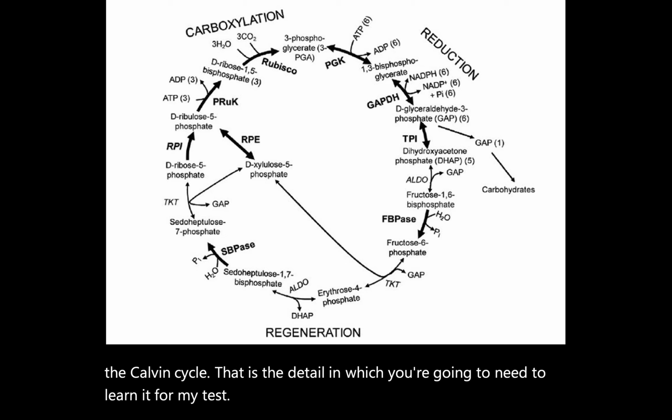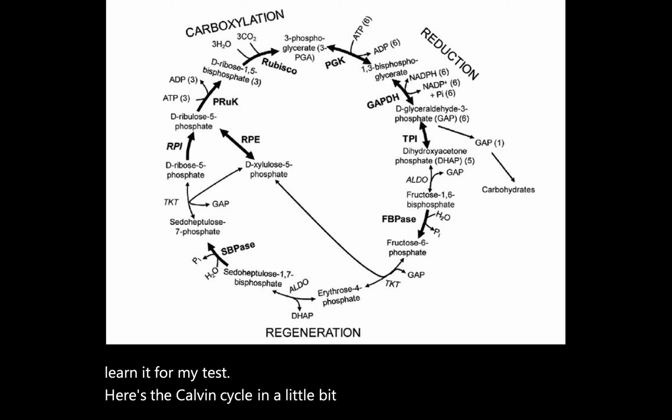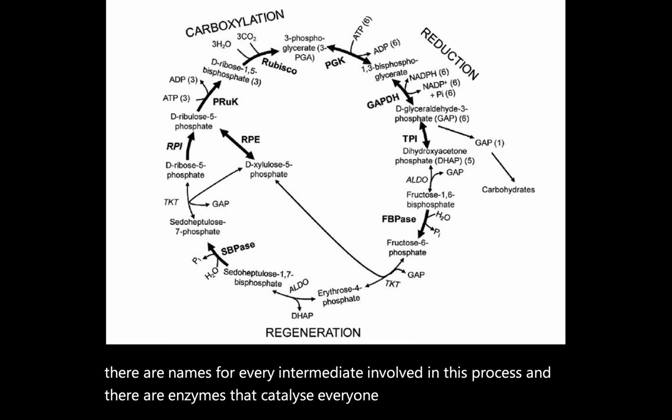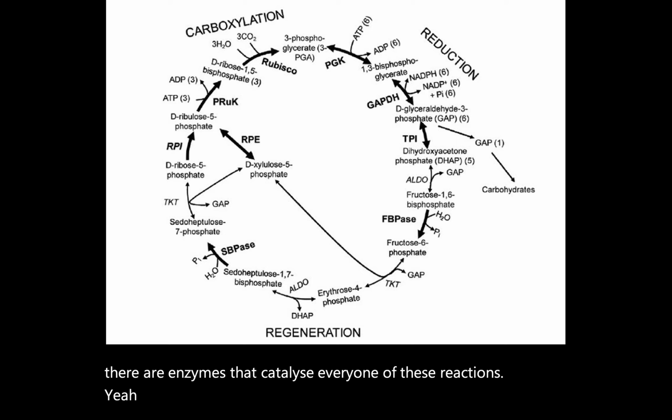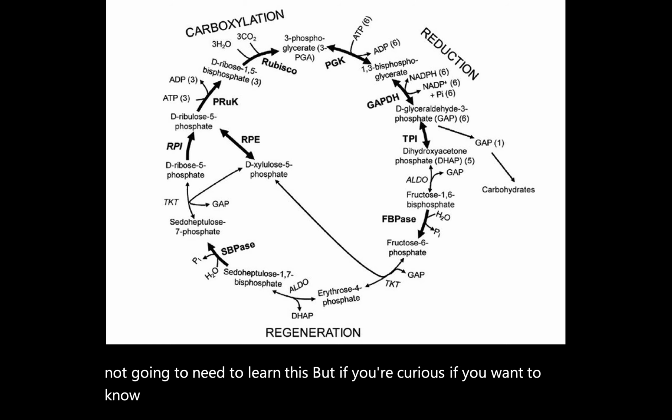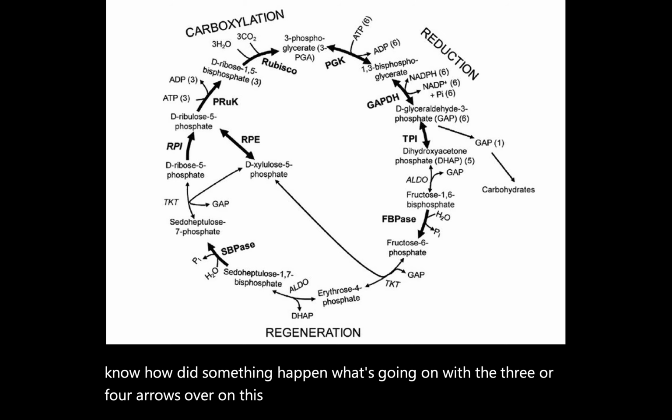Here's the Calvin cycle in a little bit more detail. So like I was saying, there are names for every intermediate involved in this process, and there are enzymes that catalyze every one of these reactions. So, yeah, there's a lot more depth here that we could be learning. But I would say for the purpose of this class, we are not going to need to learn this. But if you're curious, if you want to know, well, how did something happen? What's going on with the 3 or 4 arrows over on this side? This little thing will actually tell you.